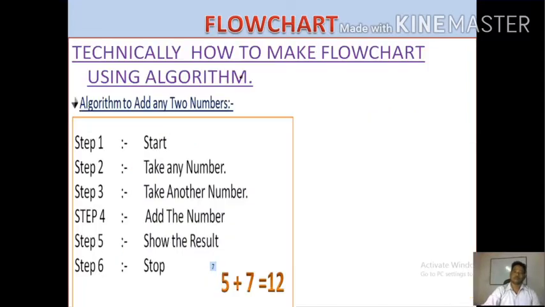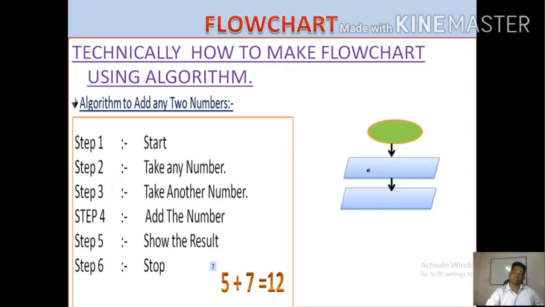Technically, how do we make a flowchart using an algorithm? Look here at the algorithm to add two numbers: start, take a number, take another number, add the numbers, show the result. So first, start, and this symbol will come. Then take any number, meaning the first number. This is the start box, this is the input box, and now take another number.